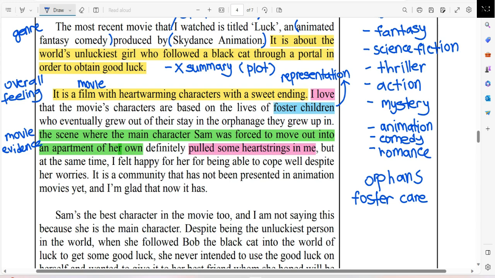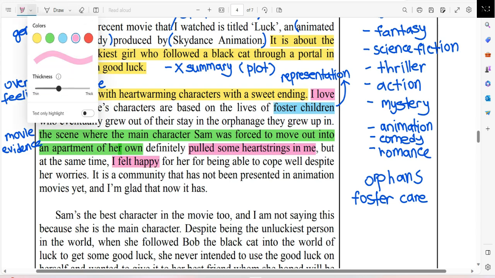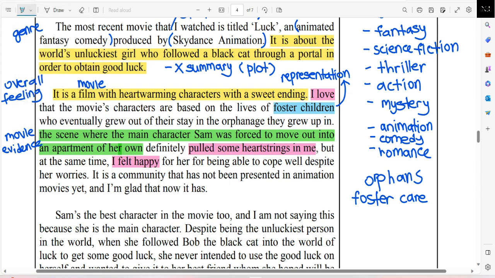So we said something that happened in the movie that put some heartstrings in us, but at the same time, I felt happy for her. You see, this is our emotions. So we had to explain, why did we feel happy for the character Sam? Because Sam was able to cope well despite her worries. Because in this movie, Sam is really the unluckiest person in the world. Whenever she does something bad, it's going to happen.